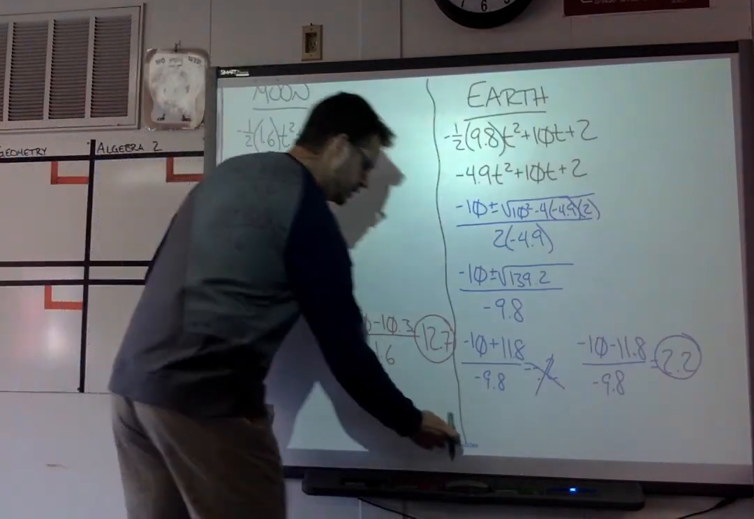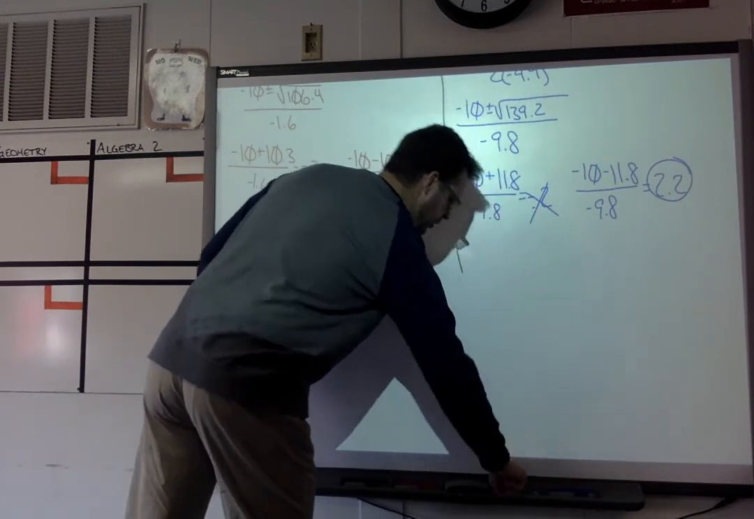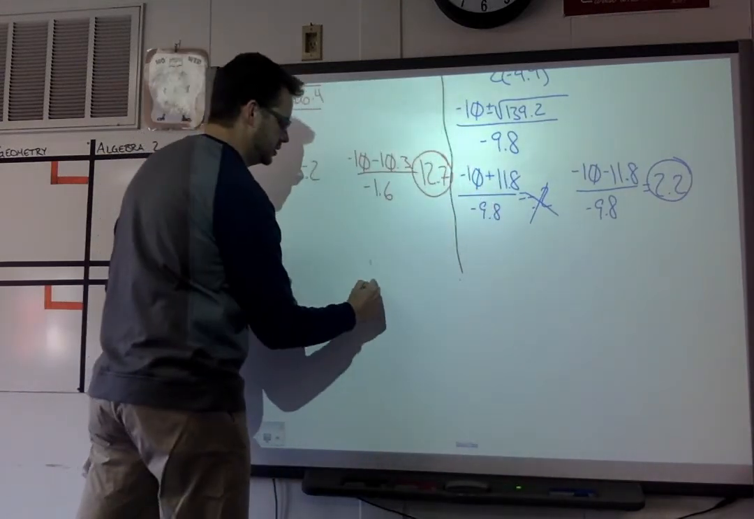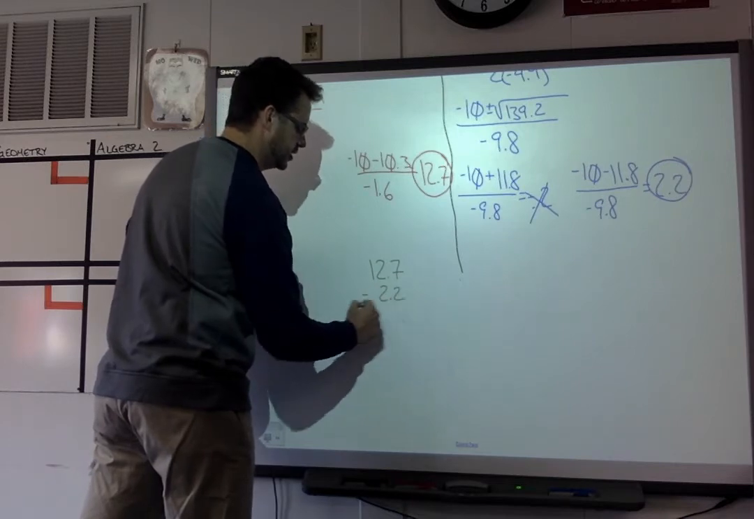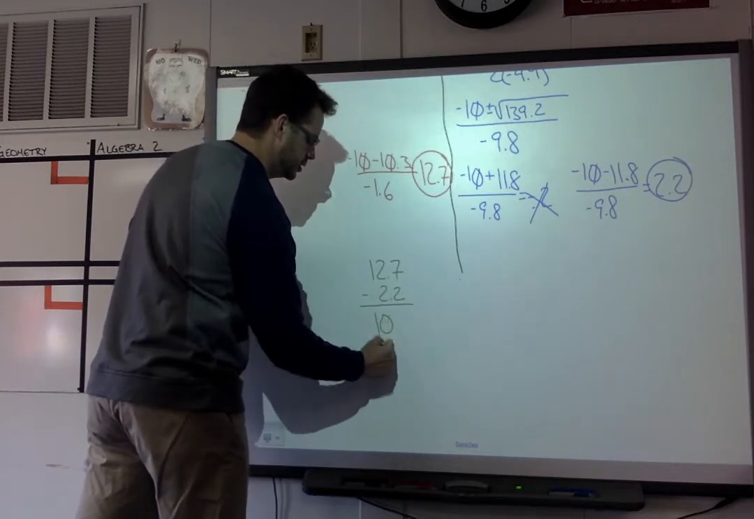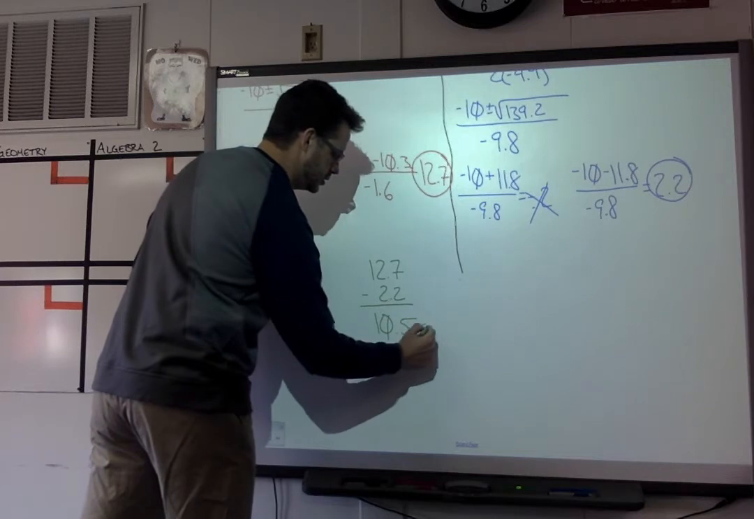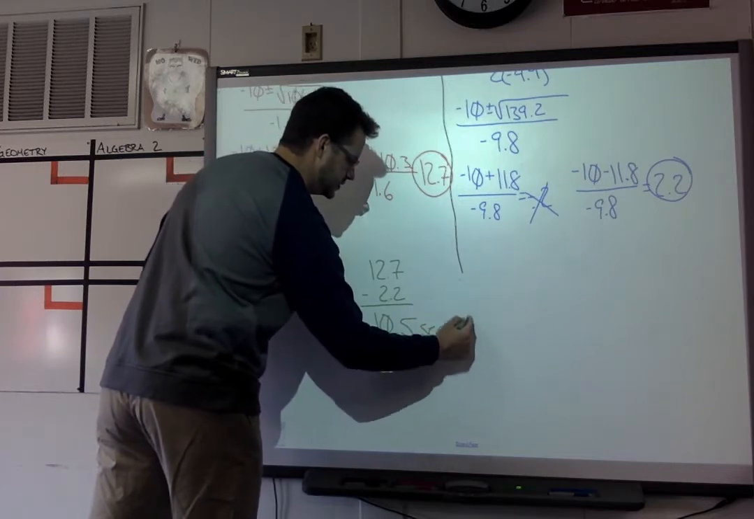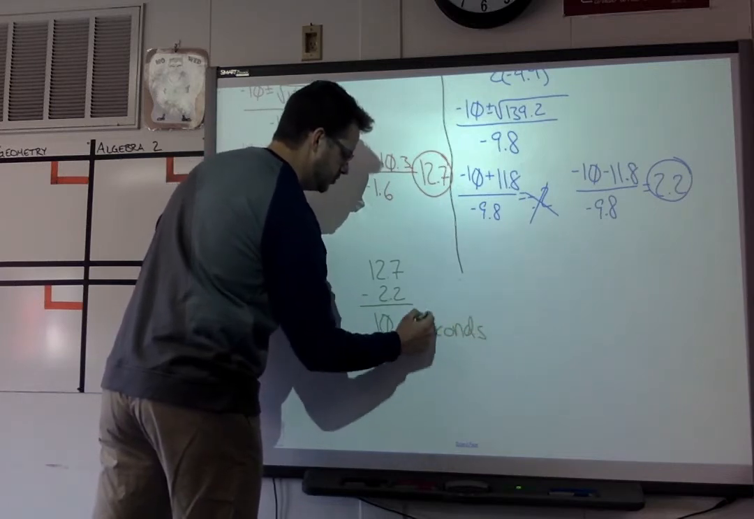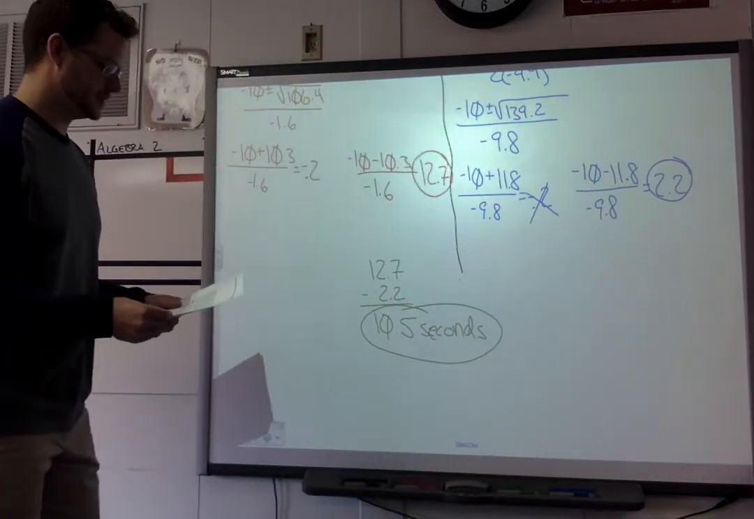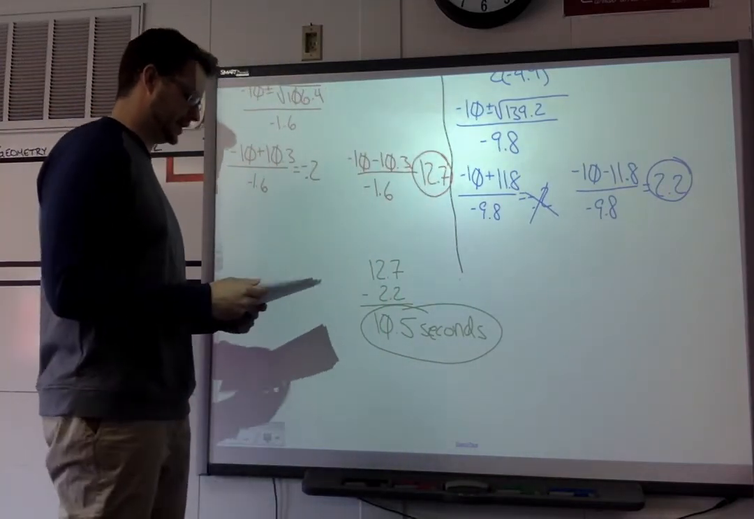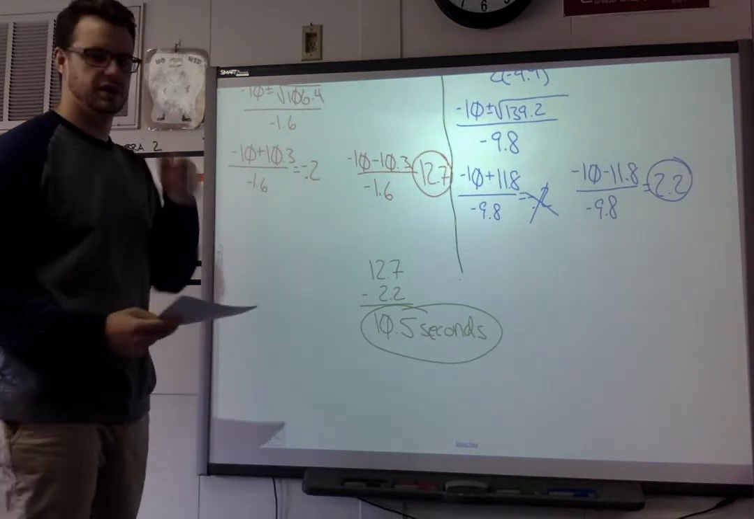So to get our final solution, we want to take the length on the moon, subtract the length on Earth, and our answer would be 10.5 seconds. So the ball would stay in the air for 10.5 seconds longer on the moon than on Earth.